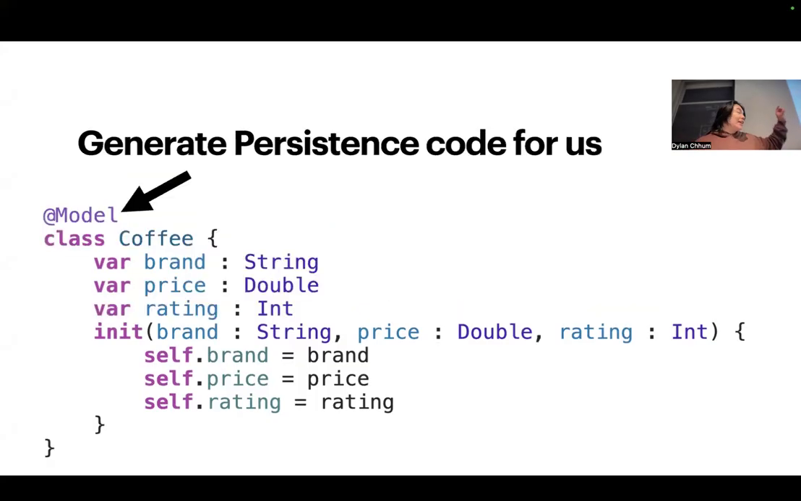And right here, since we add the @Model macro, it creates all that persistence code for us. So now by adding that, we know that our data has persistence to it, right? If I was to create an app centered around rating coffee, this class is actually going to be able to save into our data storage.